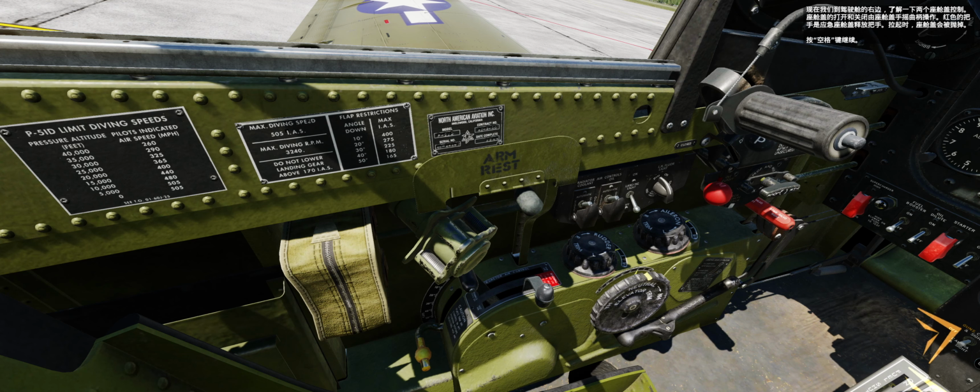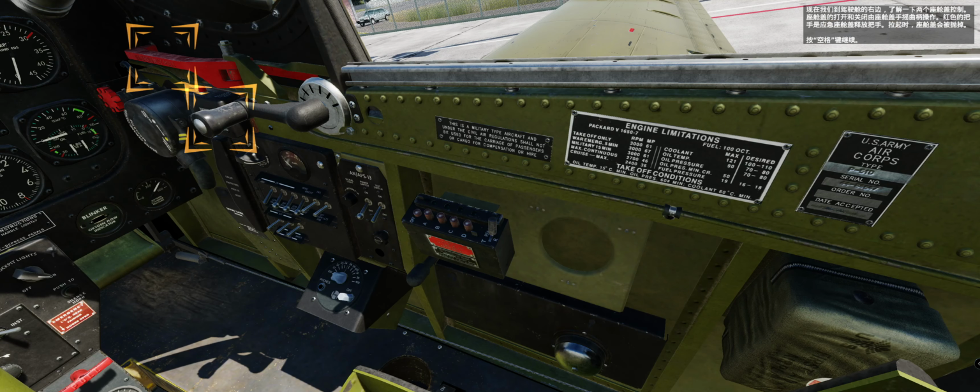Now moving on to the right side of the cockpit, we have two canopy controls. The canopy is rolled open and closed by turning the canopy hand crank. The red handle is the emergency canopy release. When pulled, this will unlock the canopy and it will fly off into the slipstream.